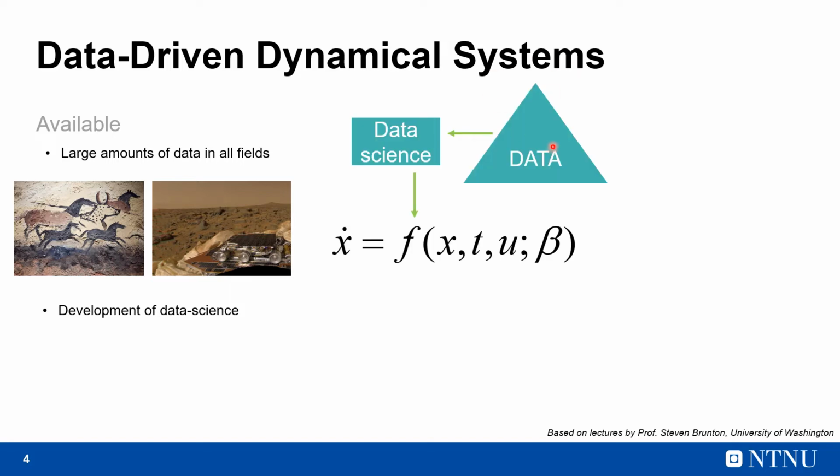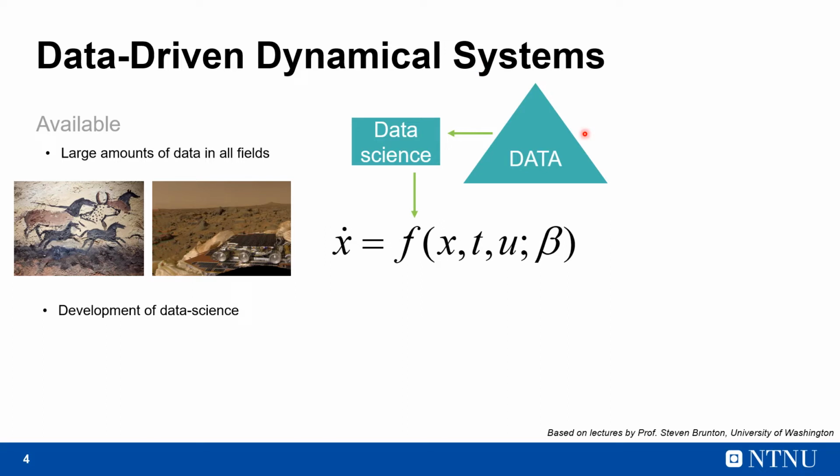So we are now at a point where we can use the principles of data science to analyze the data that we have regarding a system and derive its dynamics. So data-driven dynamical systems are defined as that branch of science which deals with the identification, characterization, and simulation of dynamical systems solely based on data.